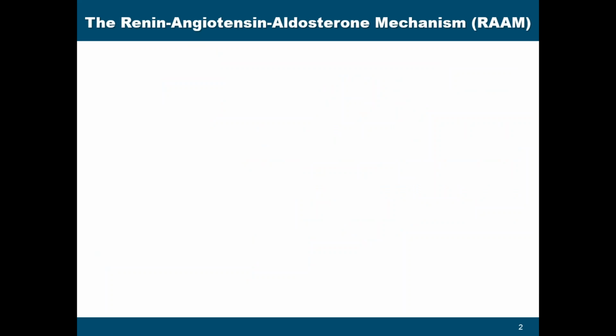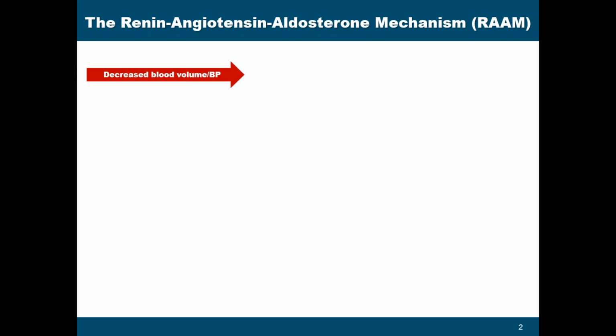So the renin-angiotensin-aldosterone mechanism plays a very important role in regulating the blood volume and systemic vascular resistance in the body, which together influence the cardiac output and the blood pressure. As the name implies, there are three important components to this process. One is renin, number two is angiotensin, and number three is aldosterone. So the question is, when does this process start? When is renin released? What causes the body to start this process?